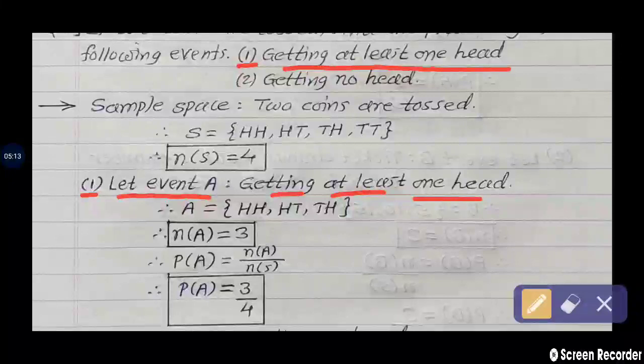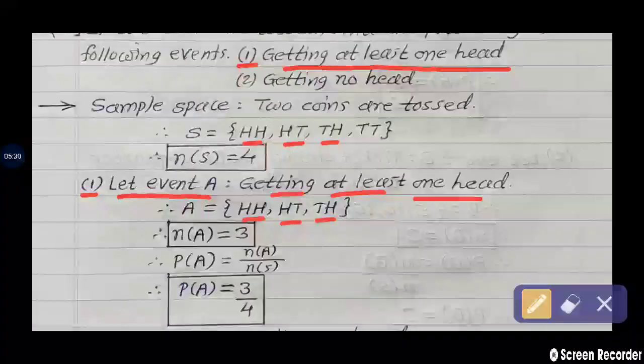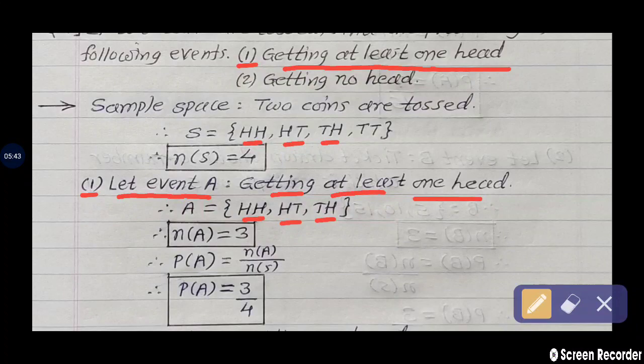So if we get two heads, that is at least one head and more. So HH is here. A single head is present in HT and TH, see in the sample space. At least one head means a minimum of one head is present. And in the last, no head is there, so that point we are not considering for event A. So event A is equal to what? HH, HT and TH. So we get N of A is equal to 3.